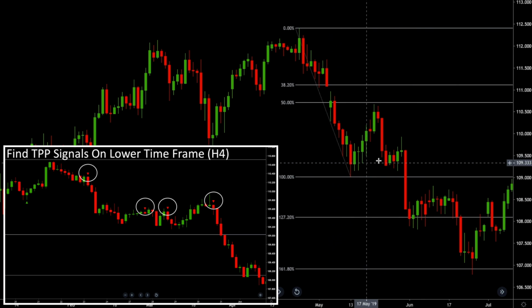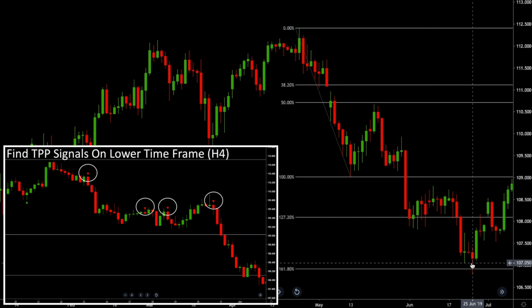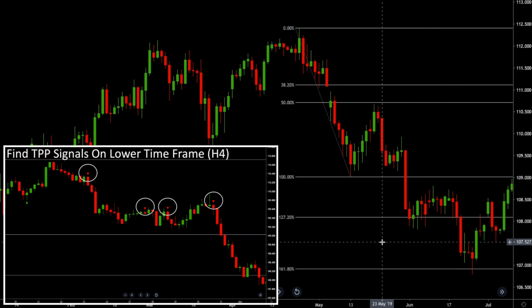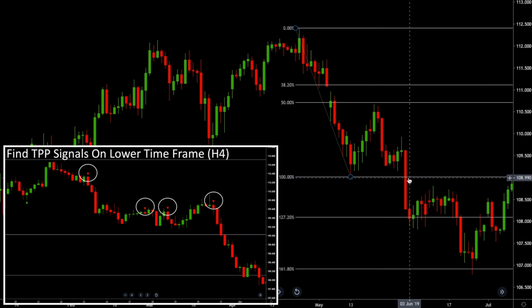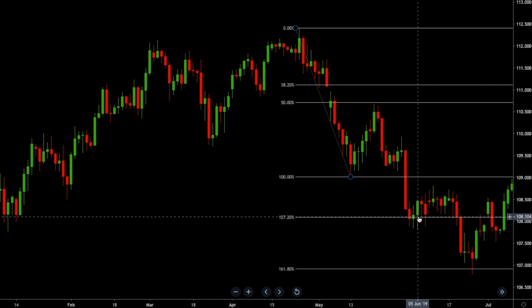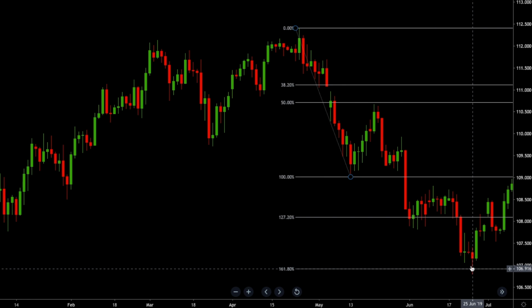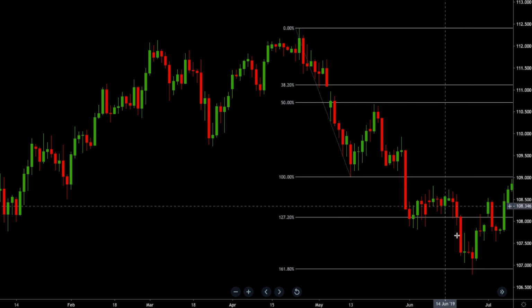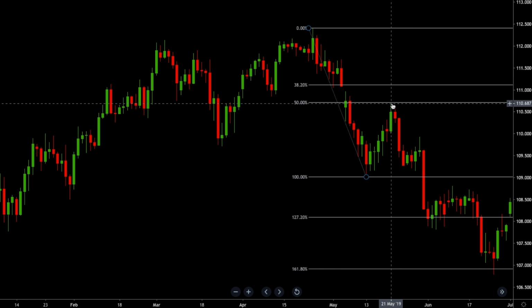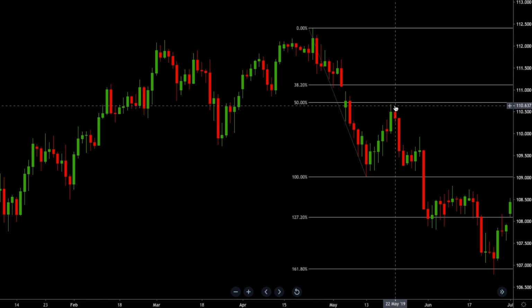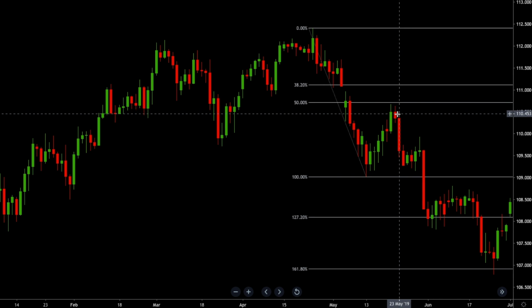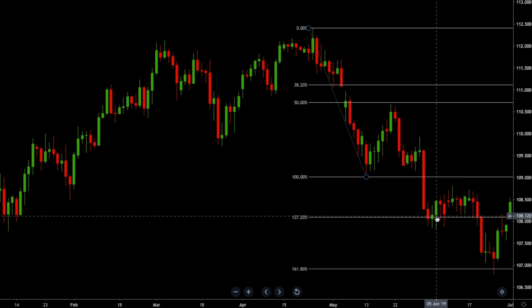And basically you have first the 100%, then the 127.2 and 161.8. So if you want to keep this really simple, you have your entry on a signal on a lower time frame, your first take profit at the 100%, second take profit at the 127.2, and third take profit at 161.8. And you see, you only need a few of these trades to be really successful. So finding Trend Pulse Pro sell signals at this resistance in a bearish trend will give you a very high win rate and profitability, because you can take small risk trades with very big reward.